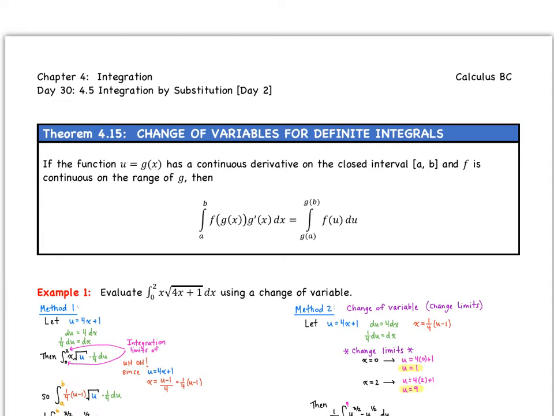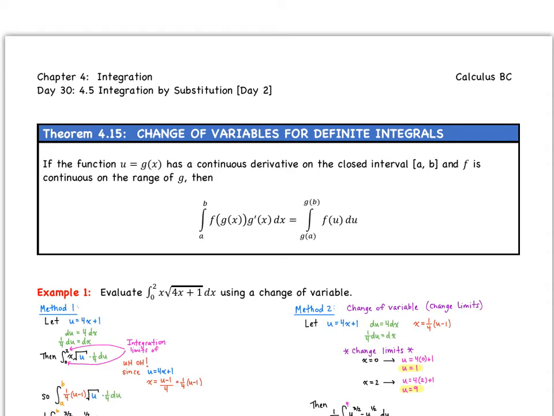Basically, it says that if the function u is equal to g of x, so that substitution has a continuous derivative on that closed interval, then we can still go ahead and say this, but notice our limits of integration have changed. So we can go about it this way. Like I said, I'll show you both methods of what we can do.